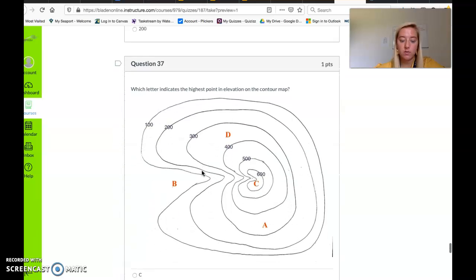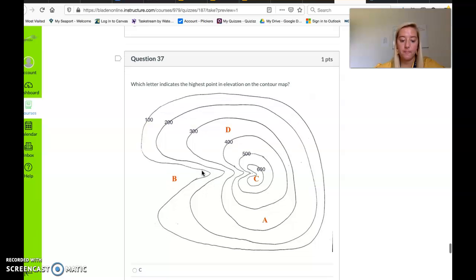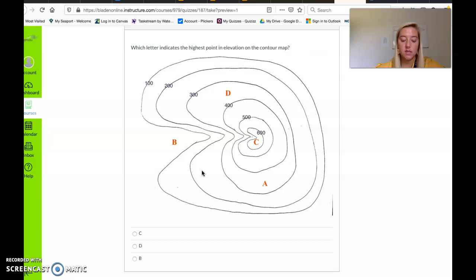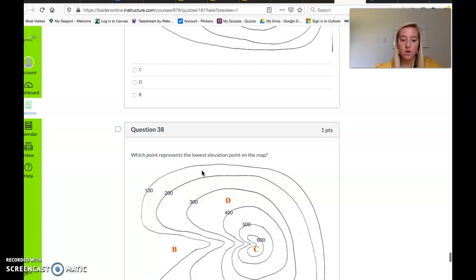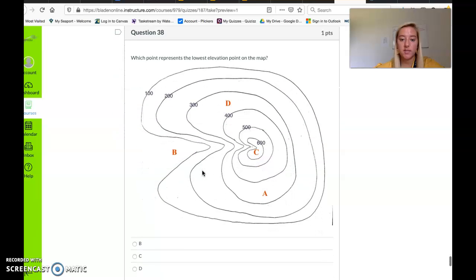Question 37. What letter indicates the highest point in elevation on the contour map? Is it C, D, or B? Question 38. What point represents the lowest elevation point on the map? Is it B, C, or D?